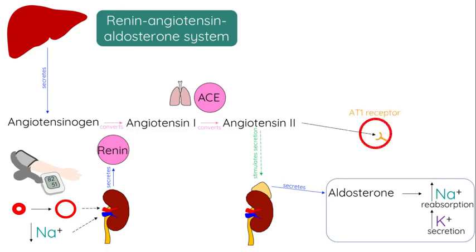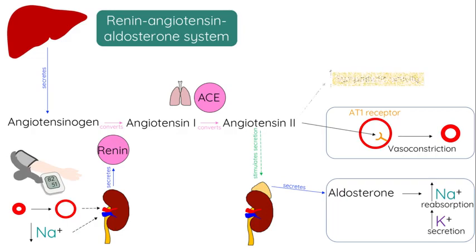Another effect of angiotensin 2 is to directly constrict blood vessels. It does this by binding to a receptor on the endothelium of blood vessels called angiotensin 2 type 1 receptors, and this binding causes direct vasoconstriction, thus increasing blood pressure.